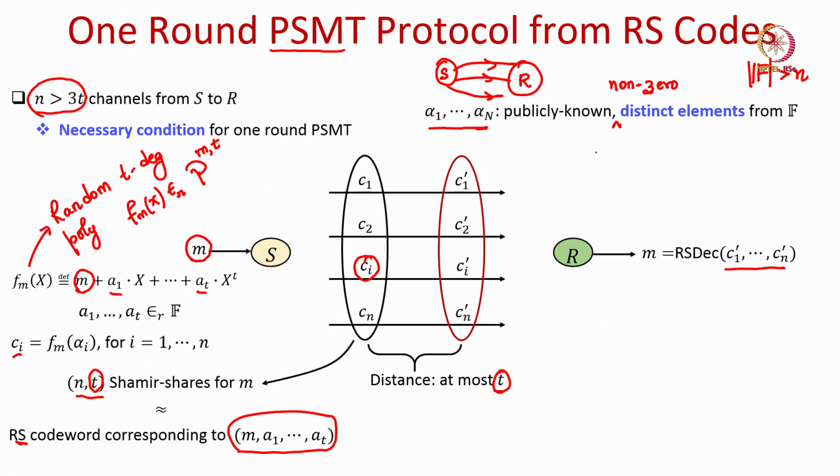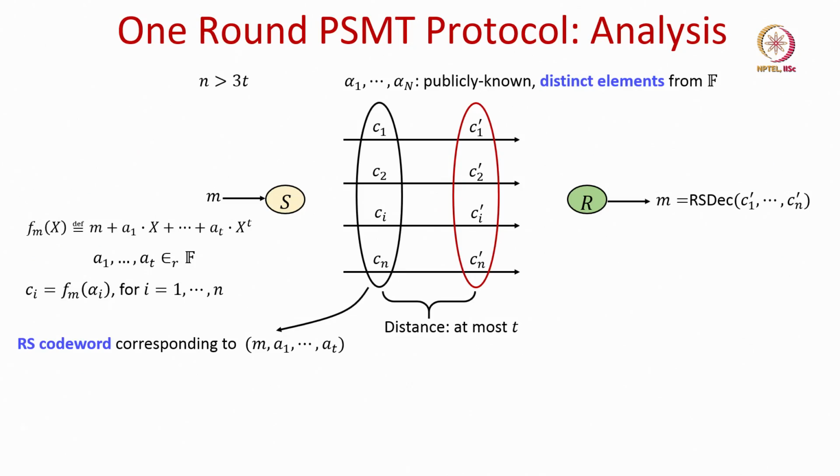So, let me write out a fact here: if channel wire W i is not corrupt, then it implies that C i prime is equal to C i. That means, in the received vector at least n minus t components are correct and up to t components could be incorrect. Now, let us see the analysis of this protocol.